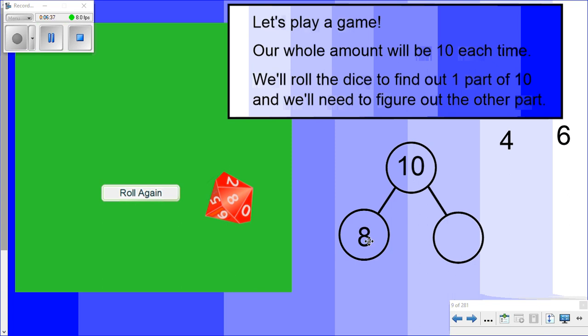So remember what we did before to figure out the missing part. We know our whole amount is 10, so hold up your 10 fingers. And now we know that one part of our 10 is 8. So now carefully put down 8 of your fingers and see how many are still sticking up.